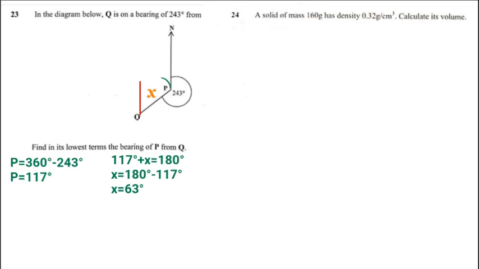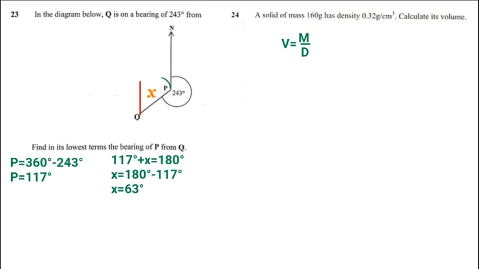Okay. Now I can go to the next question, which is question 24. Question 24: a solid of mass 160 grams has density of 0.32 gram per centimeter cubed. Calculate its volume. So to calculate the volume, we're going to use the formula which is volume is equal to mass over density.